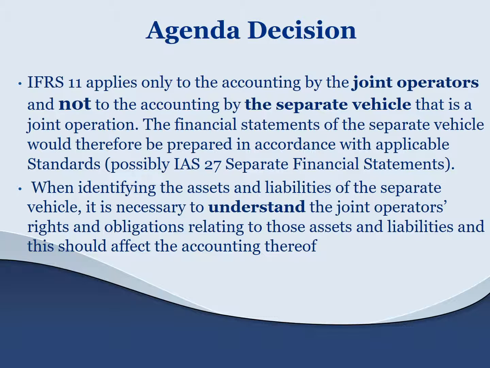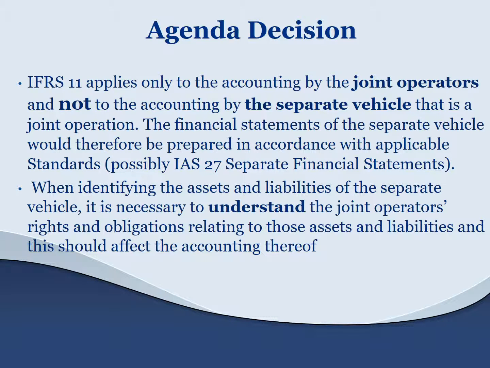The financial statements of the separate vehicle, where these are required by law, would therefore have to be prepared in accordance with the applicable standards. For example, it could be found that the applicable standard might be IAS 27, separate financial statements, where the joint operation is carried out through, let's say, a proprietary limited vehicle. There's so many different vehicles, or a trust, etc., where we still determine that that vehicle does not create for us a separate vehicle that would make it a joint venture, and it remains a joint operation.